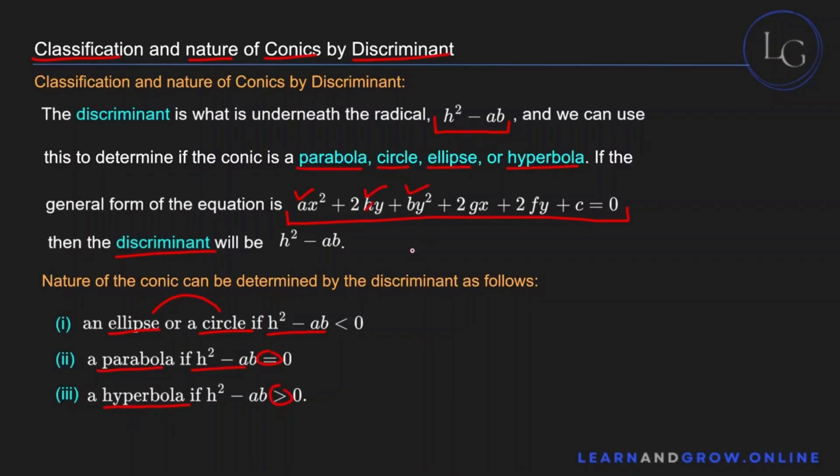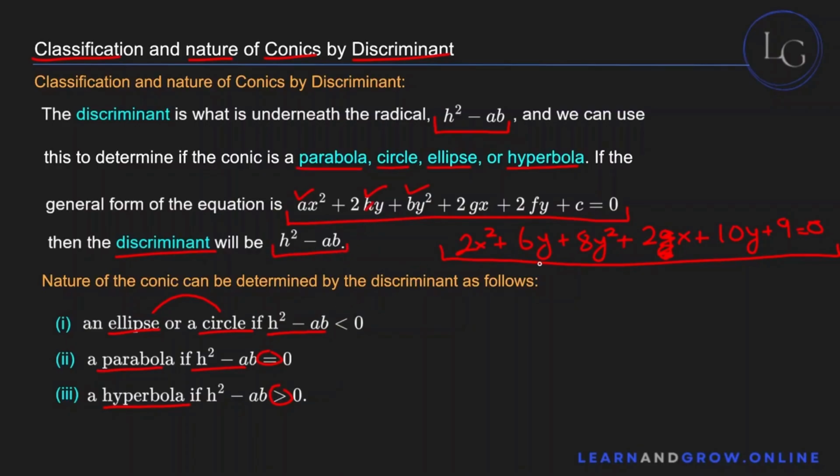Now, let's take an example. So, for example, if you have 2x squared plus 6y plus 8y squared plus 2x plus 10y plus 9 is equal to 0. Let's say this is your general equation of the conic. Now you need to determine whether it's an ellipse, a circle, a parabola, or a hyperbola. Well, you just find the discriminant first, h squared minus ab.